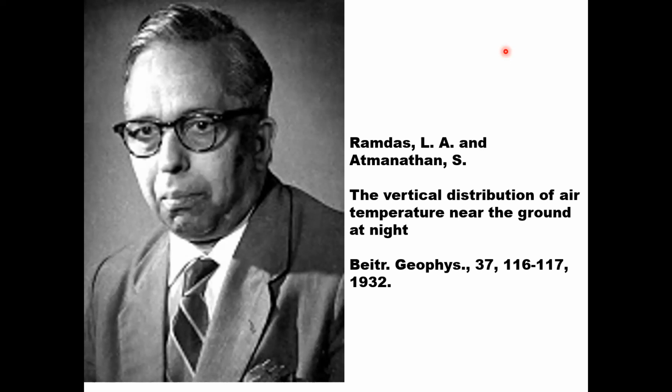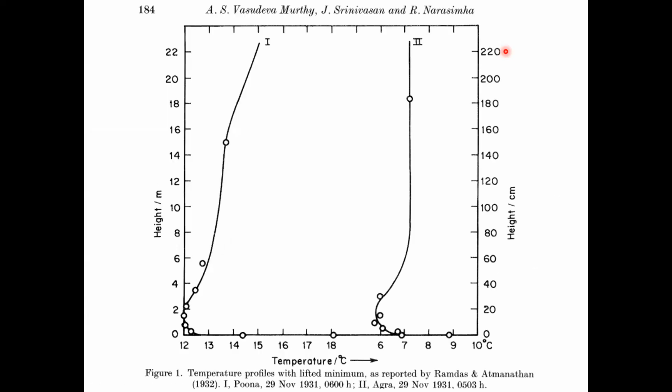And so this work was discussed a lot. Here is the first observation made in 1931, both in Pune and Agra. You can see that the temperature at about 1 meter height is about a degree Kelvin below the ground temperature, in two different locations, Agra and Pune.